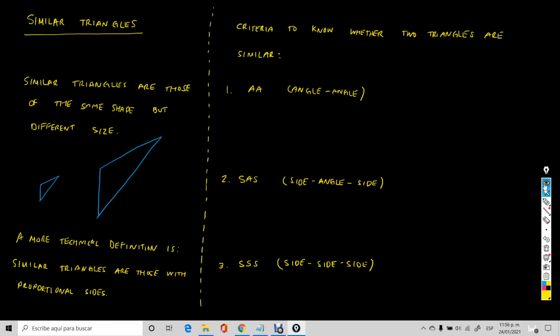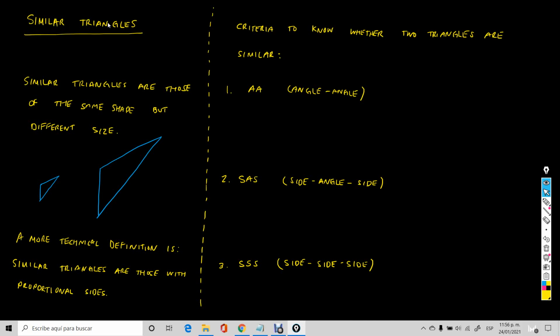Hello class, welcome to the first topic of this first day of the propedeutic course. And this very simple topic is about similar triangles. In Spanish, these are called triángulos similares o triángulos semejantes, aunque la palabra más correcta es similar.